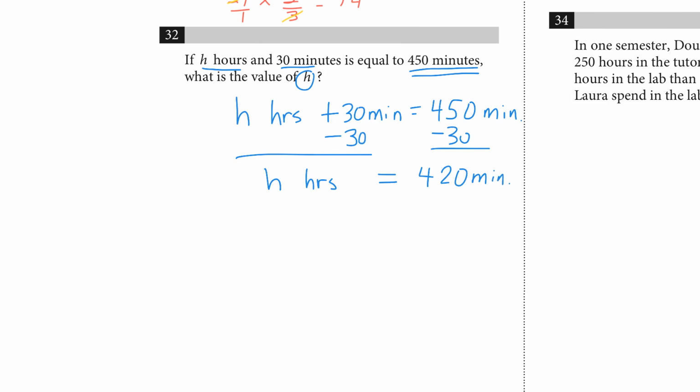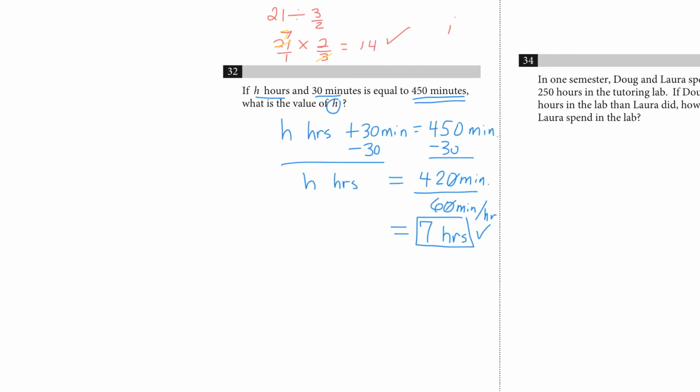And you already know that 1 hour is 60 minutes. So to convert that into hours, you divide by 60, since there are 60 minutes per hour. So 420 divided by 60 is the same thing as 42 divided by 6, which is 7 hours. You don't really need a calculator for this one. The answer was 7 hours. So that was for number 32.